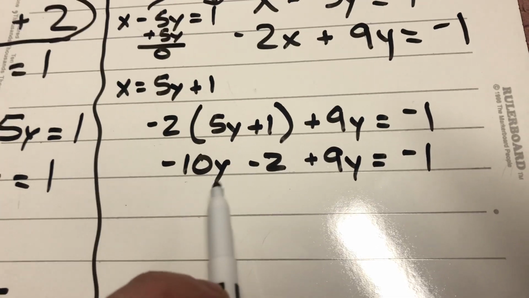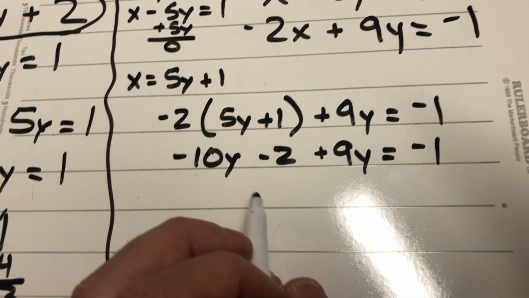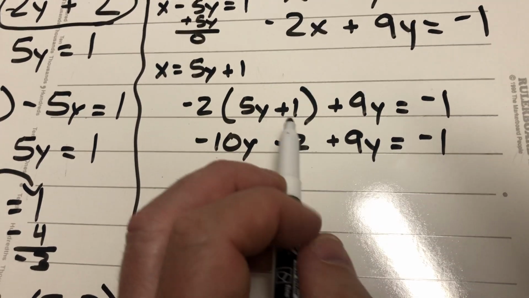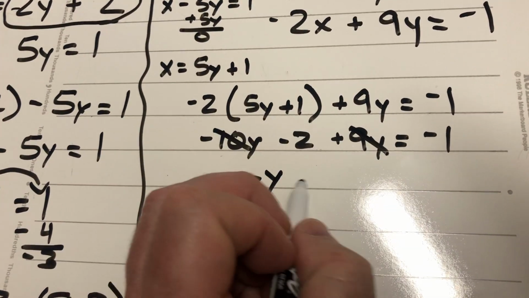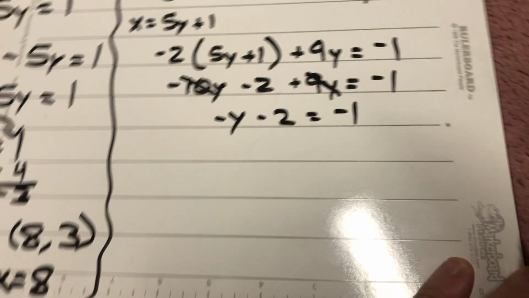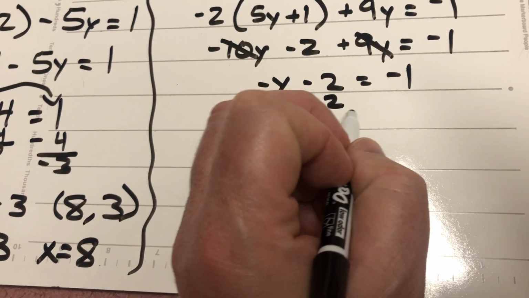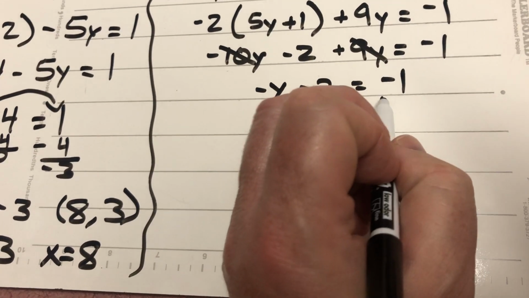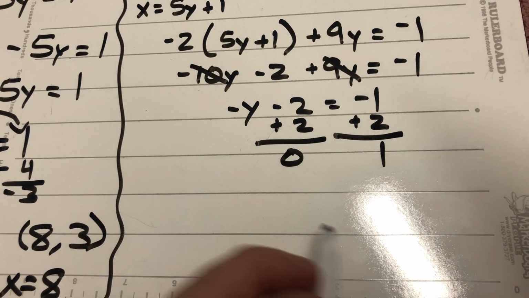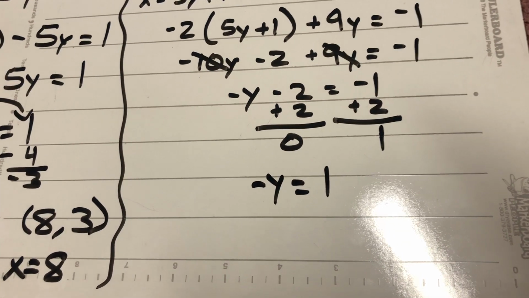Now I need to combine like terms. A negative 10 and a positive 9 is, once again, a negative 1. So we're just going to put negative y. And so it's going to become negative y minus 2 equals negative 1. I want to isolate the negative y, so I'm going to add 2 to both sides to make 0. Negative 1 plus 2 is a positive 1. So I end up with negative y equals positive 1.